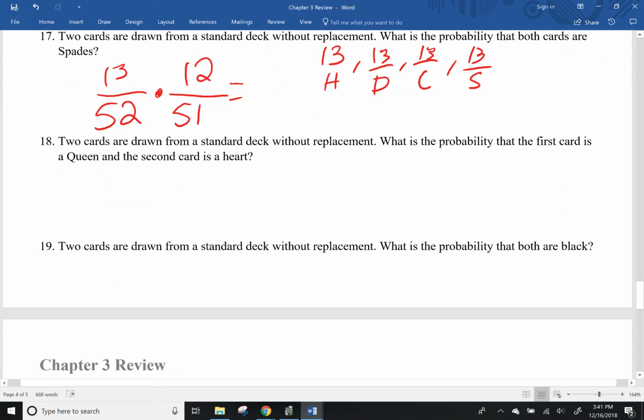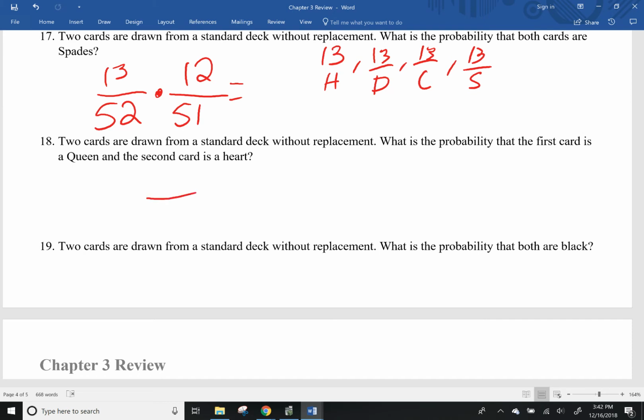Number 18, 2 cards are drawn from a standard deck without replacement. What is the probability that the first card is a queen and the second is a heart? Now, there's actually 2 answers to this because it depends if the first card you drew was a queen of hearts or not. So 2 cards are drawn from a standard deck without replacement.